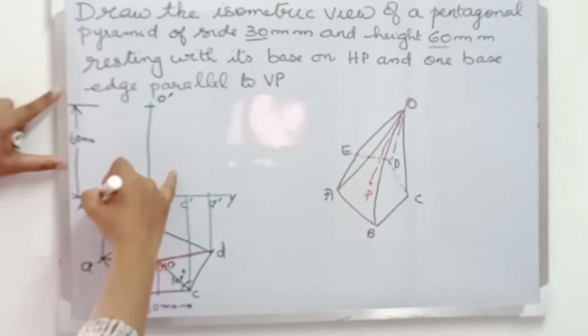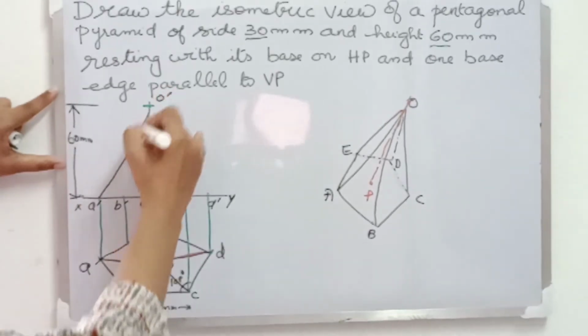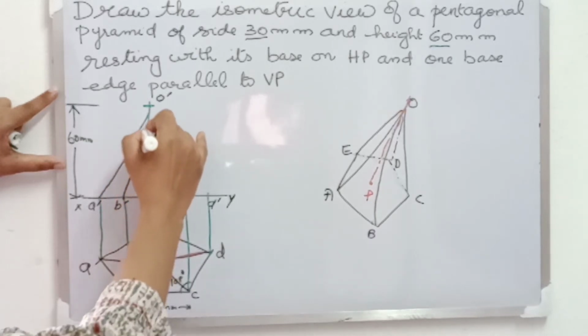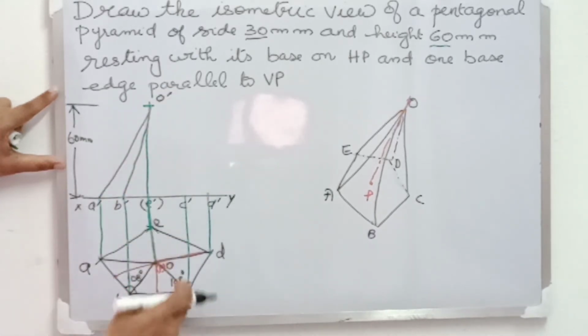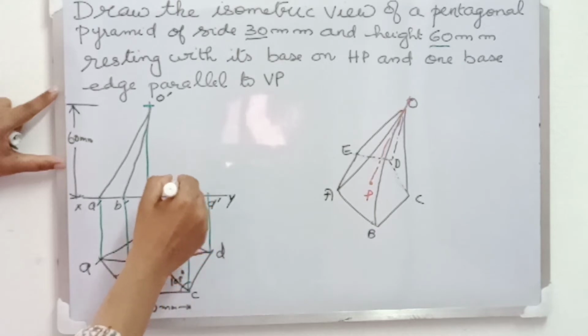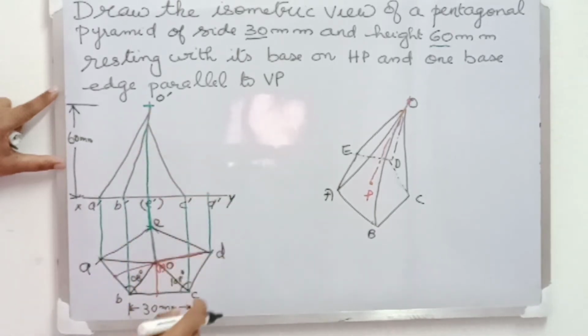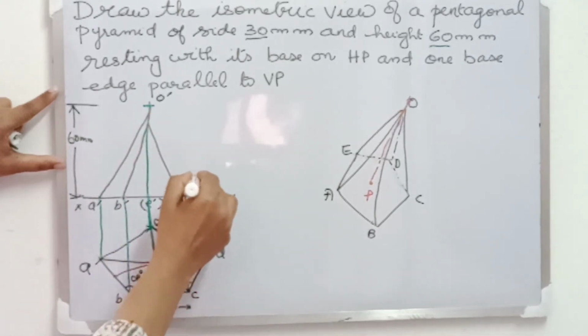Next, to draw the slant edges in the front view, let us join A dashed O dashed, B dashed O dashed, C dashed O dashed, and D dashed O dashed.